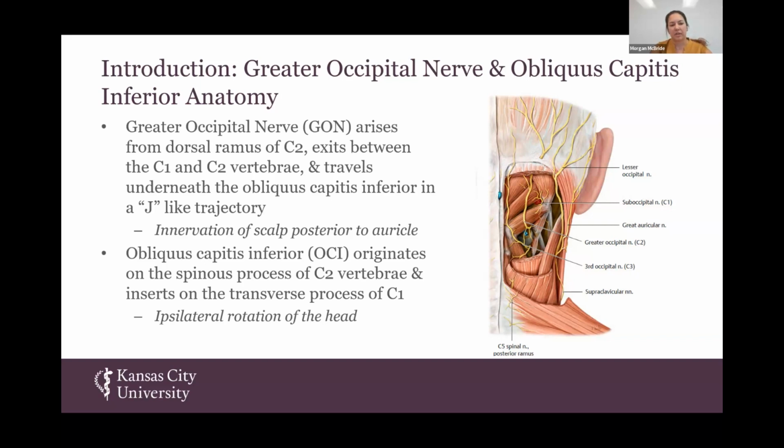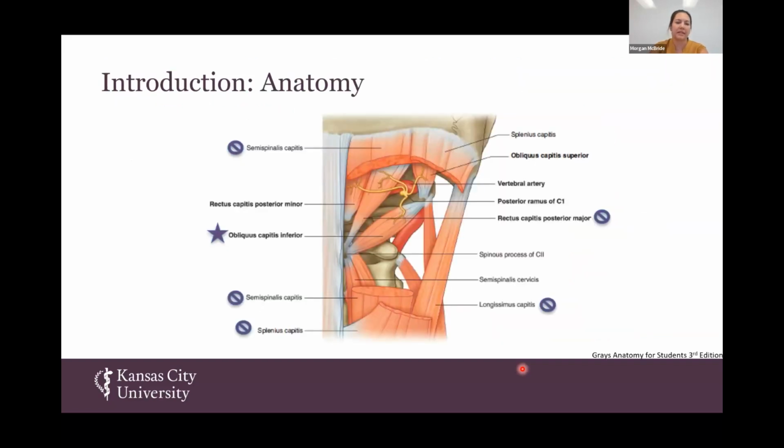The muscle we're interested in is the obliquus capitis inferior, and this originates on the spinous process of the C2 vertebra and inserts on the transverse process of C1. It is responsible for ipsilateral rotation of the head. In order to get to these, we had to remove a few muscles: the semispinalis capitis, the splenius capitis, and the longissimus capitis, and to make it easier to visualize, we also removed the rectus capitis posterior major.